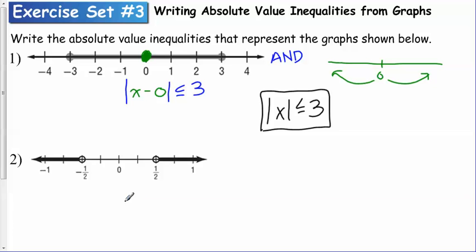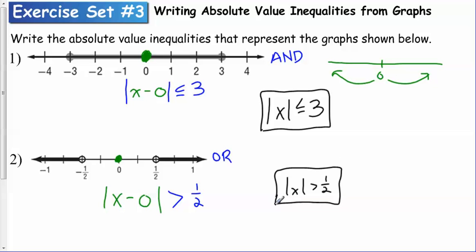Same idea goes here. Where is the middle? And the middle is located here. So then it's the absolute value of x minus 0. And if I look at this graph, they're pointing to the outside, so it's an or compound inequality. They're open circles, so it's just greater than. And the distance is 1/2. So again, we don't show subtracting 0, so it's the absolute value of x is greater than 1/2.